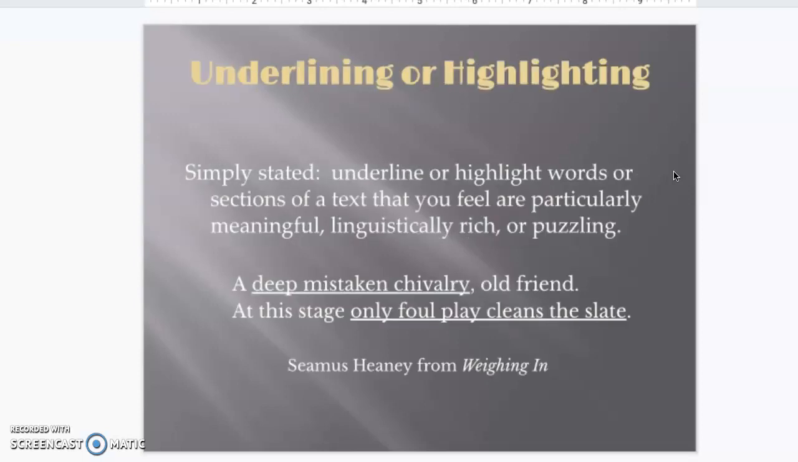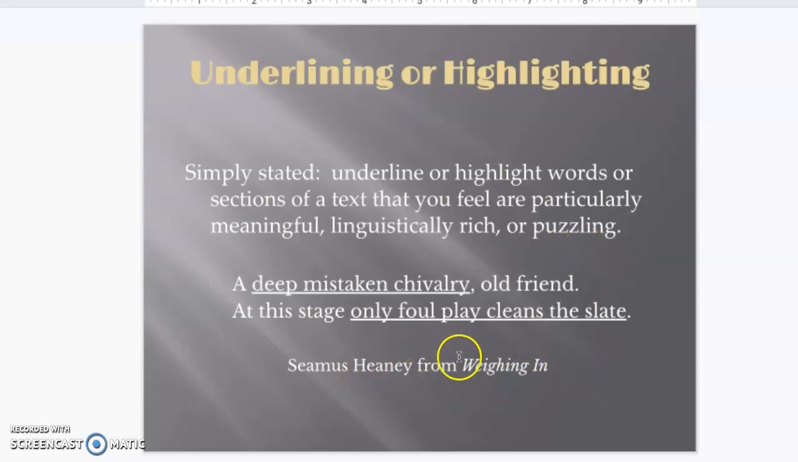So the first step is something that you all know how to do, and you've definitely done it before. It's either underlining or highlighting words or sections of a text that you feel are particularly meaningful, so the most important, linguistically rich, which is something that's probably new to you, or maybe just puzzling, things you don't understand. So here's a quote from Weighing In by Seamus Heaney.